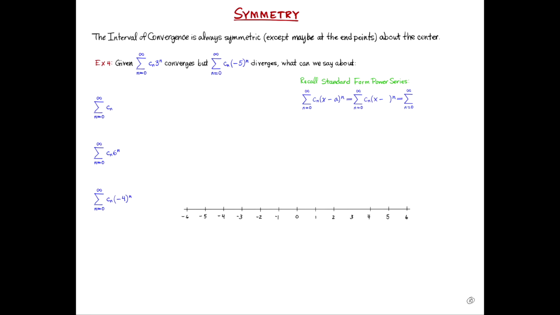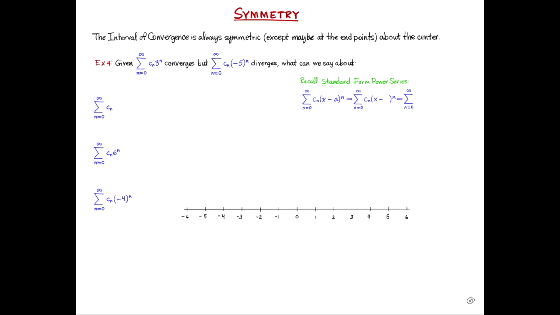The interval of convergence is always symmetric, except at the endpoints, about the center. So let's say that we're given a power series, c sub n times 3 to the n converges, but that same power series, c sub n times negative 5 to the n, diverges. What can we say about each of the following series?